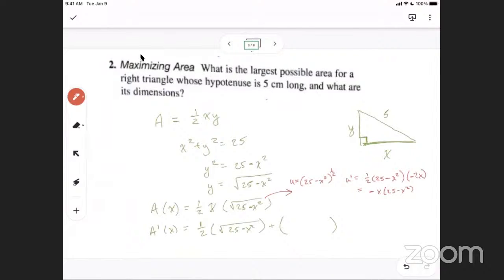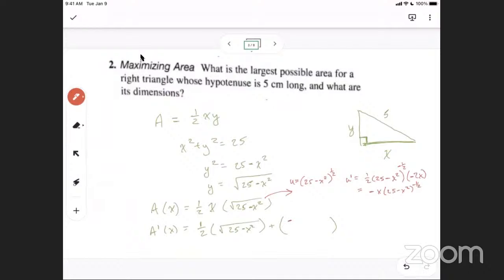Oops, sorry, I didn't do that right. To the negative 1/2, my bad. Jeez, that was a bad mistake. Remember, I have to subtract 1 from that. Does that make sense? Yeah. So my derivative is actually negative.